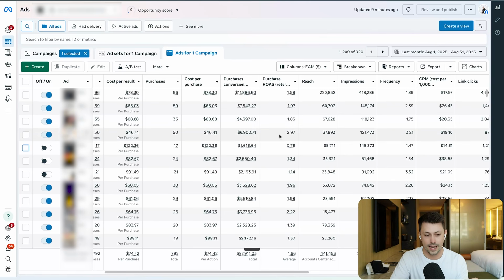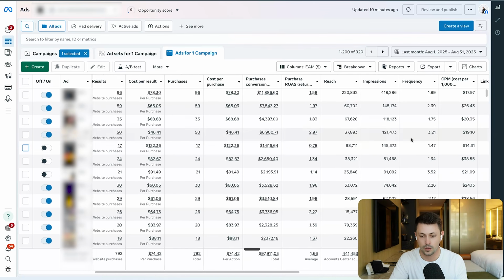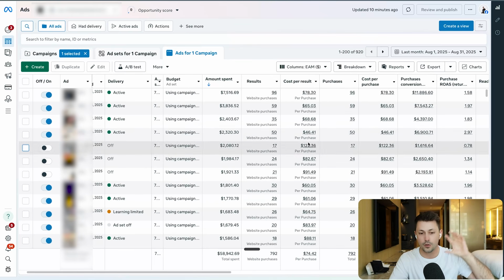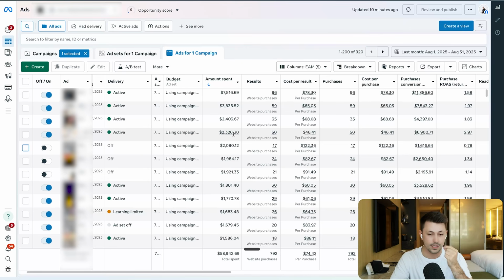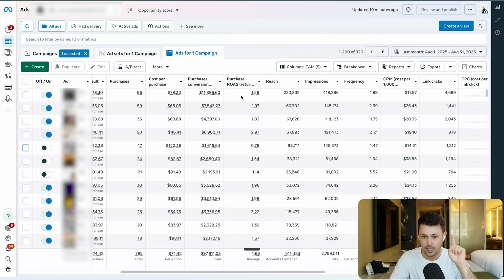So remember that ad that was at a 2.97x, this ad right here? Well, look at its frequency. It's 3.2, okay? And keep in mind, again, volume, and keep in mind scale. This ad is getting essentially 1/3 of the total spend that our top spending ad is getting, okay? So 1/3, and it almost has 2 times the frequency, which means that people are being essentially retargeted with this ad, which would make sense why the 2.97 ROAS is so high.